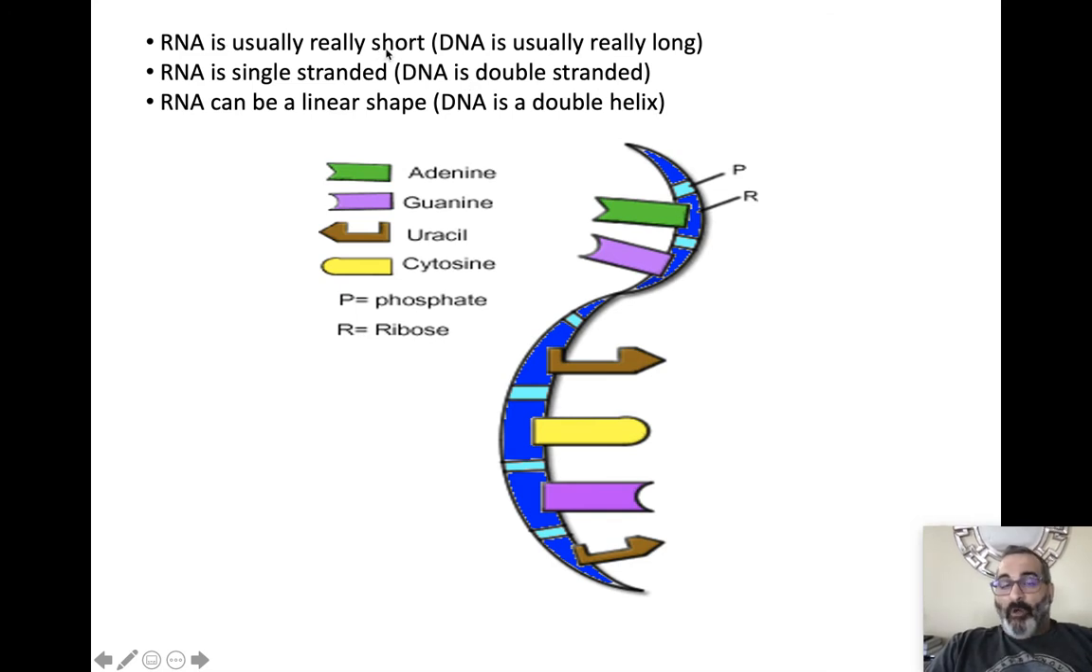RNA is usually small or short. DNA is usually really long. DNA has T's. RNA has U's. RNA has ribose as the sugar. DNA has deoxyribose as the sugar. So there are structural differences.